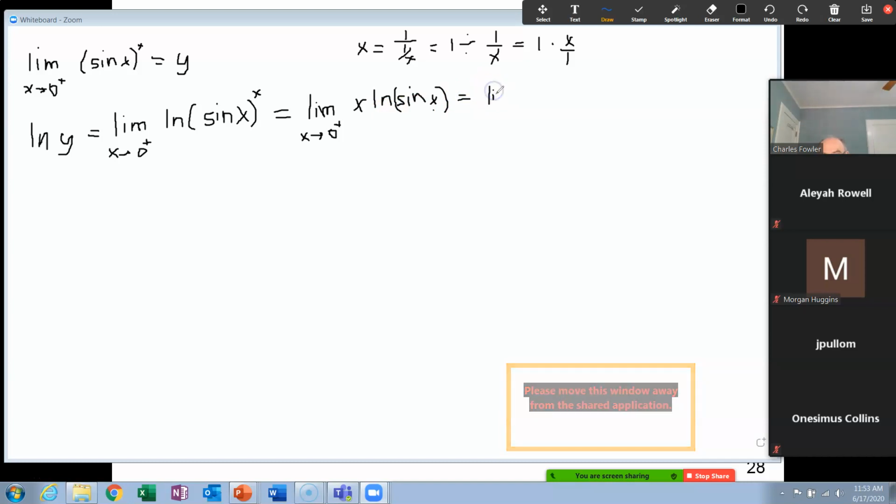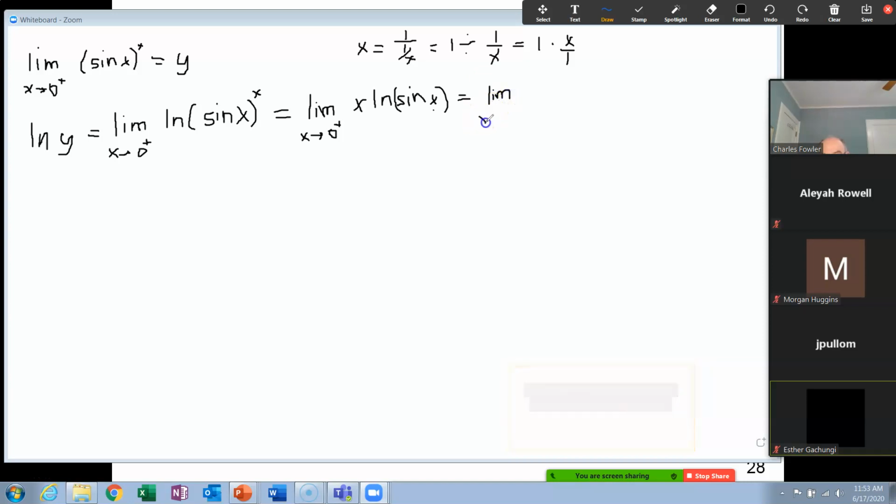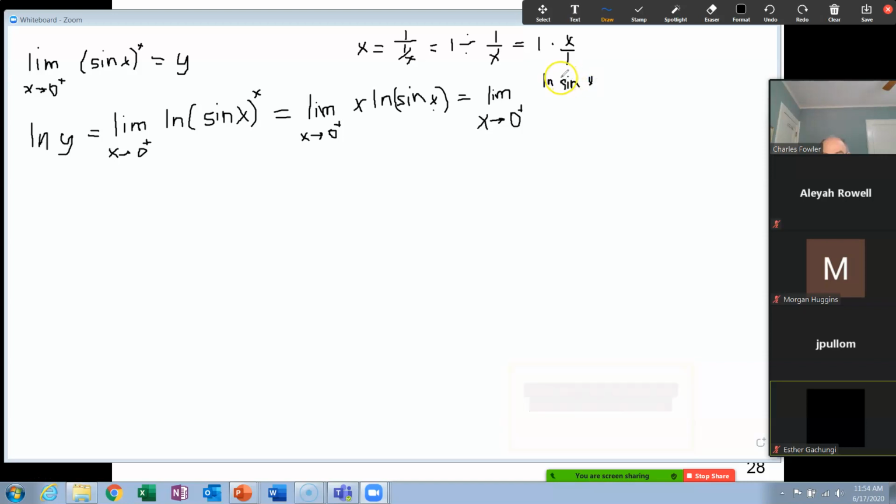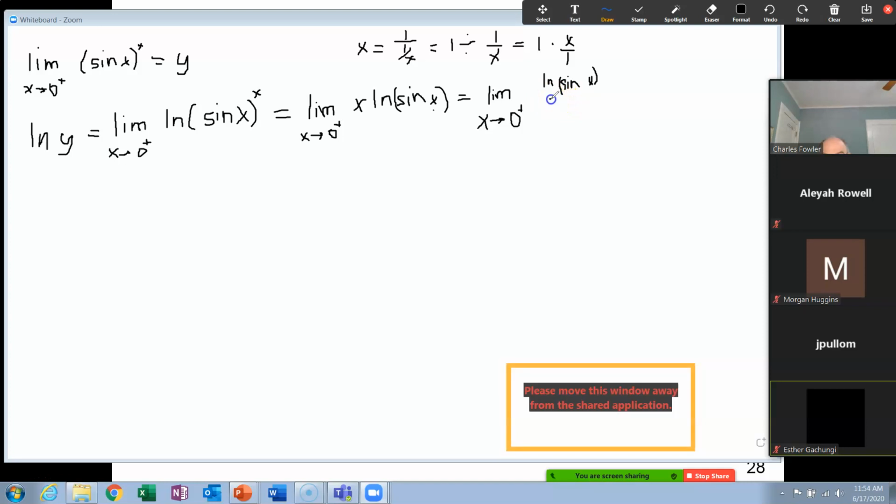The limit as x is going to 0 from the positive side of log of sine x in the numerator, over, and remember we changed the x to a 1 over 1 over x, so this will be over 1 over x. Okay, now how did that change anything?